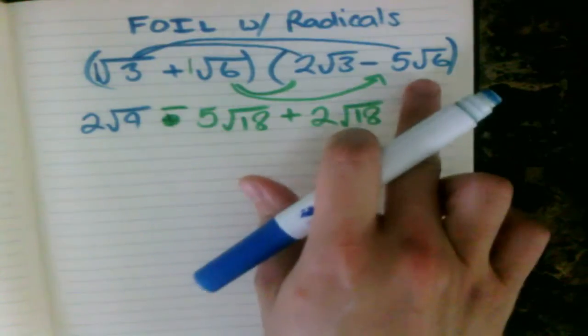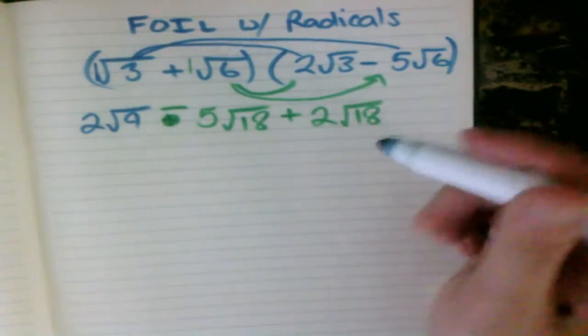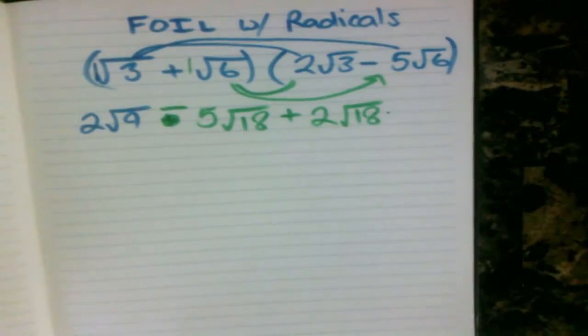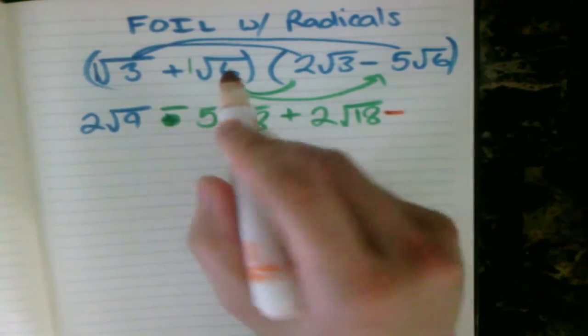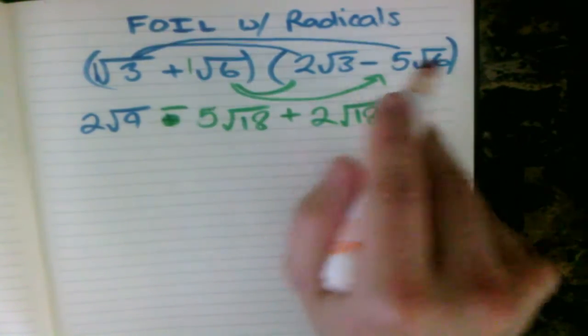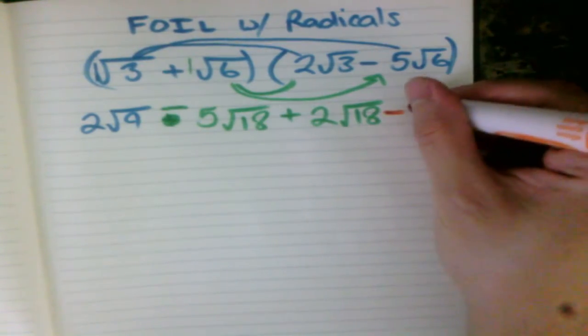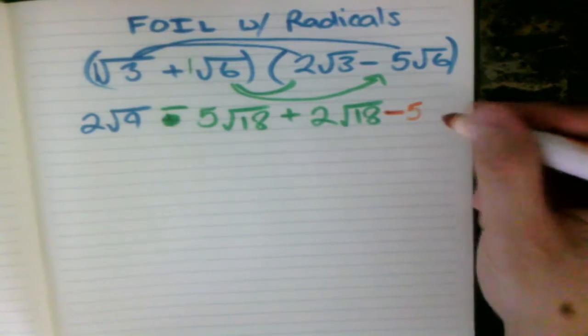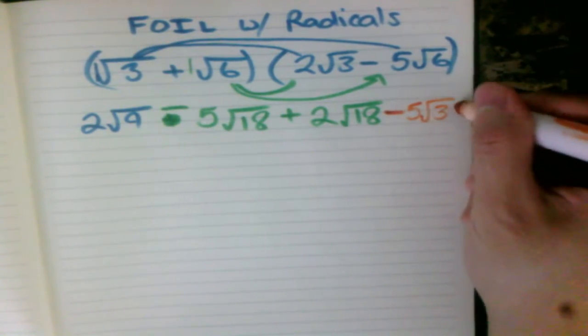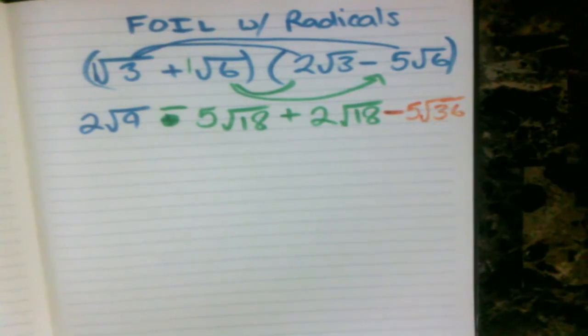So over here, we're going to actually use our minus sign. Okay, so our minus sign, I said I'd do this in orange. And again, multiply your coefficients. 1 times 5 gives you 5. And then root 6 times root 6 gives you the square root of 36. Okay, you're almost done.